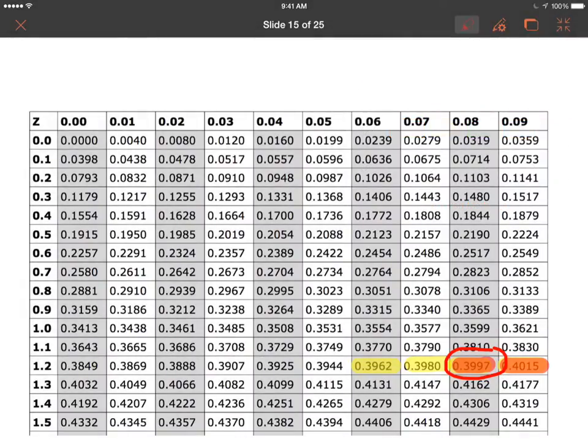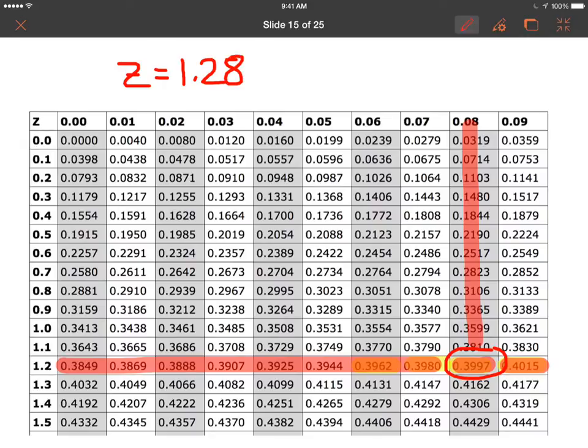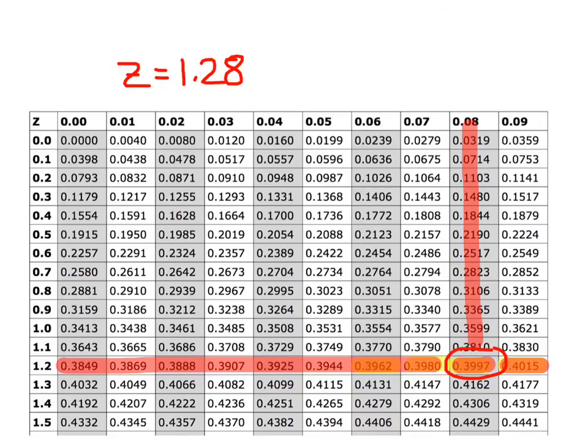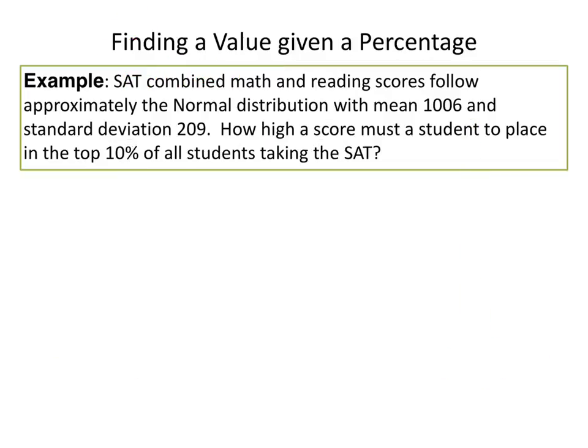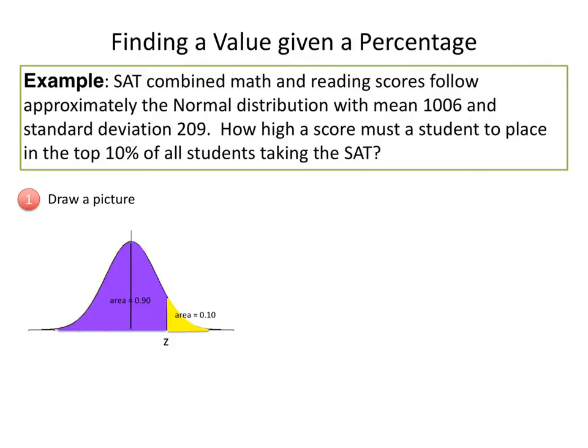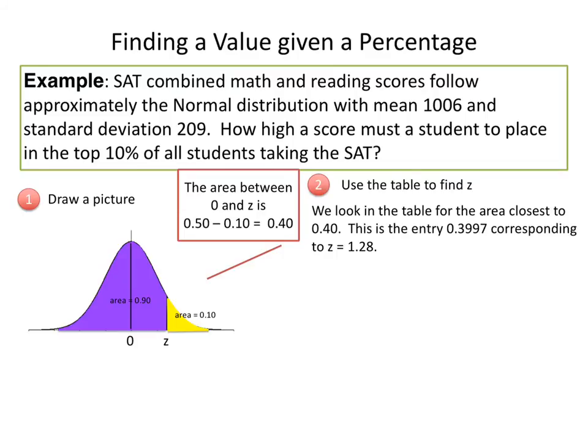So I'm going to look up and to the left to find the z-score that corresponds to that. And so you can see that the z-score that I get is 1.28. All right, so our z-score is 1.28. So let's go back to where we were.